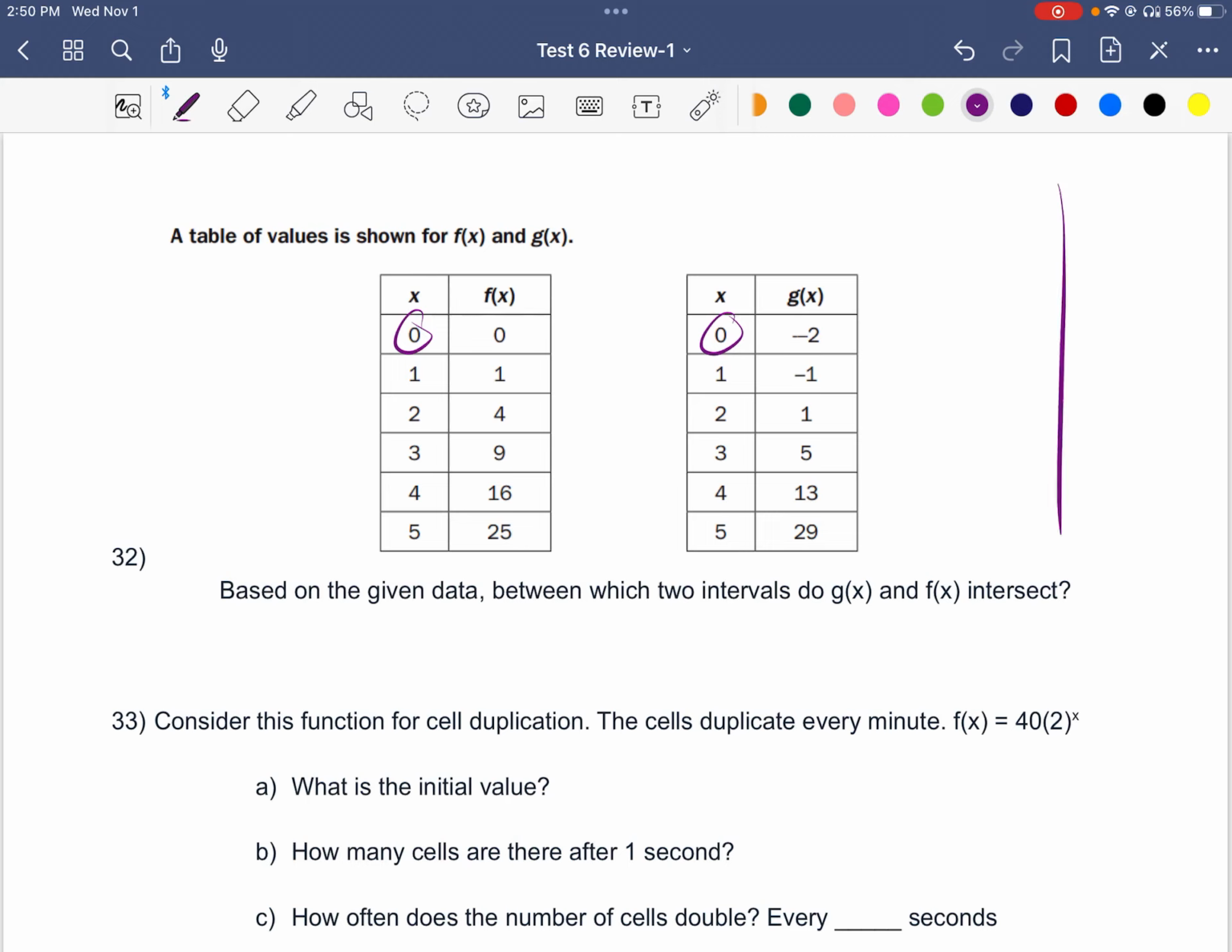Let's make a sketch of a graph. All right, when x is 0, I know that f of x is at 0. Let's make this one red. Let's make this one blue. I know g of x is at -2. All right, when x is 1, let me make some actual notch marks here.